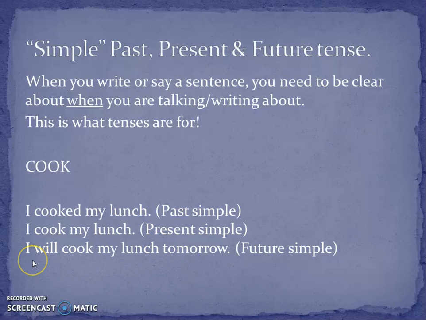And then for your future simple tense, you simply put the word will in. I will cook my lunch, and then tomorrow. So I cooked my lunch, I cook my lunch, I will cook my lunch, and then when you're going to do it. So it's very, very simple for most verbs. You just put ed for the past and you put will in front.